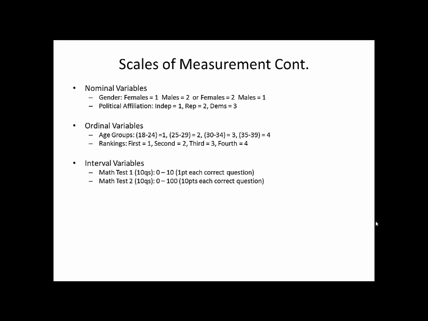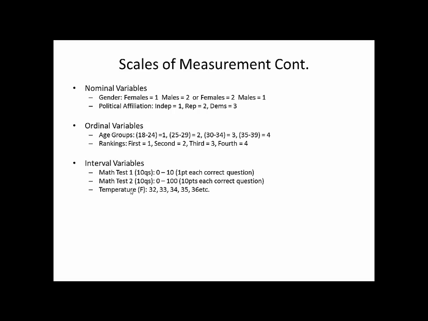Now, let's say that we change this to a 0 to 100 scale. We still have 10 questions, but now each question gets a 10 instead of a 1. We still have the same distance between scores, okay? Here, in the first example, we had 1 point between each score. Now we have 10 points between each score. So if someone gets 1 correct, they get 10 points instead of 1. If they get 2 correct, they get 20 points. If they get 3 correct, they get 30 points. So the distance between each unit is still the same. Okay? All right.